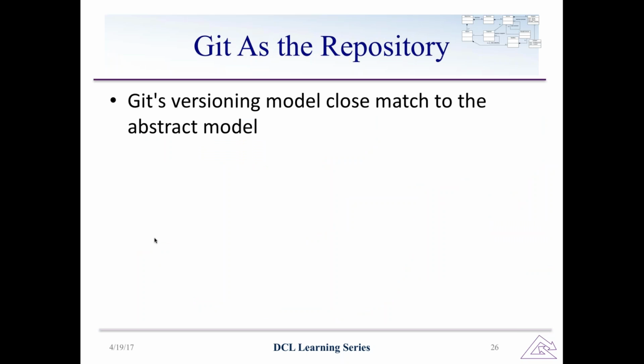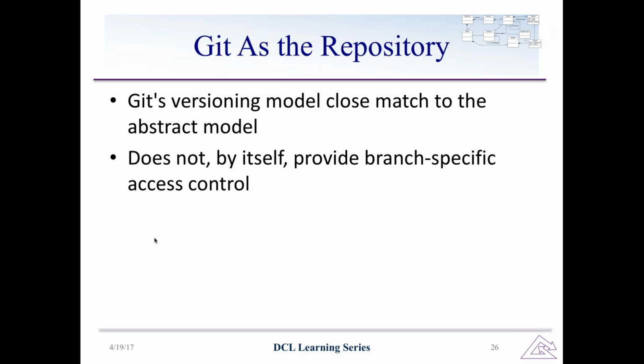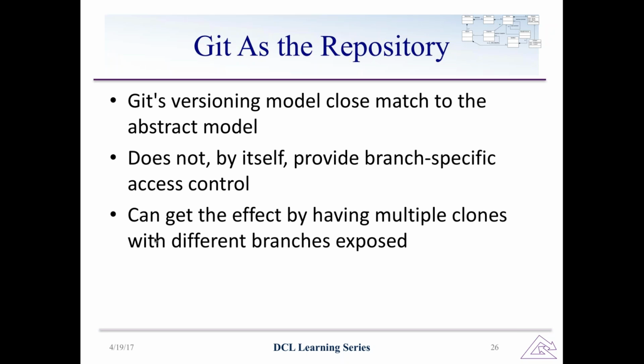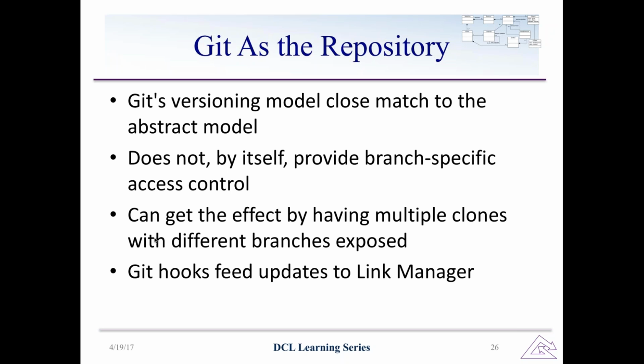That's the basic model. All right. So let's talk about Git as a repository very quickly. Git's versioning model closely matches the abstract model, but of course, Git itself does not provide any branch-specific access control, right? A Git repository just says, here are all the branches. Anybody who has access to the Git repository can get that. Now, you can get the effect of being able to see different branches, more or less at the same time, by having multiple clones that have different branches checked out. And of course, you can have Git hooks that feed updates to your link manager. So that ends up working really nicely.